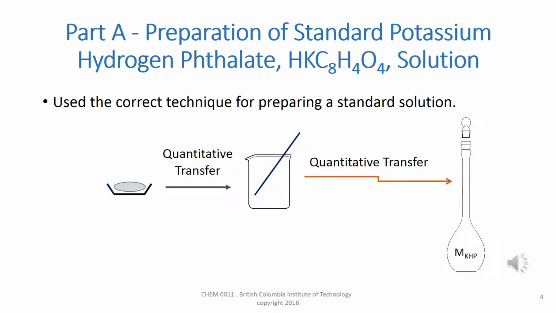For Part A of the lab, a standard solution of potassium hydrogen phthalate, KHP, was prepared from the pure solid. This task requires you to use the following techniques: weighing by taring, quantitative transfer, and use of the volumetric flask. Potassium hydrogen phthalate will be referred to as KHP throughout this video.